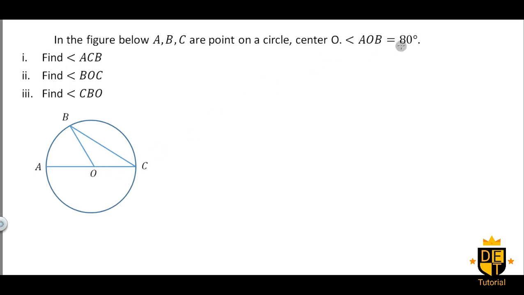Angle AOB is equal to 80 degrees. Angle AOB, so this is the angle. This is your A, this is your O, this is your B. So the angle AOB is what? 80 degrees. Find angle ACB. So we have to find this angle.